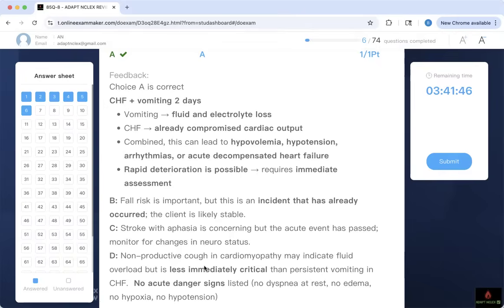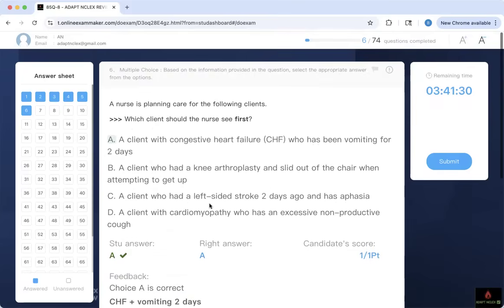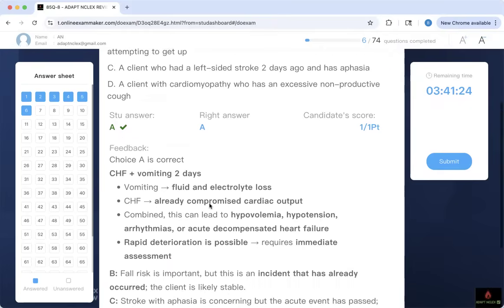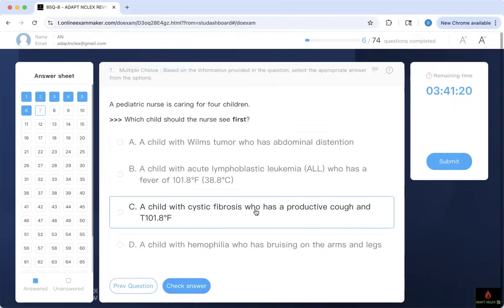So this patient is vomiting, fluid shift. You're already in CHF, cardiac output is compromised. Now you have a combination of electrolyte issues. We are in trouble. If you have non-productive cough, it may indicate fluid overload, but there's nothing in the question telling you the patient is restless, is having dyspnea, showing signs of CHF, just coughing. Therefore, it's not enough. I'm not worried about that one.